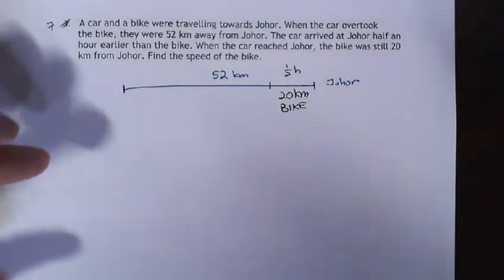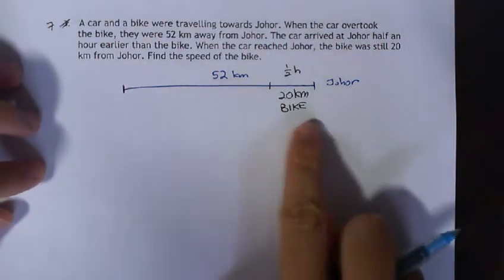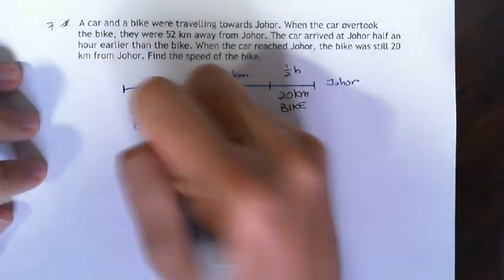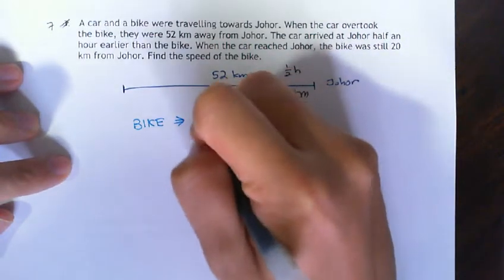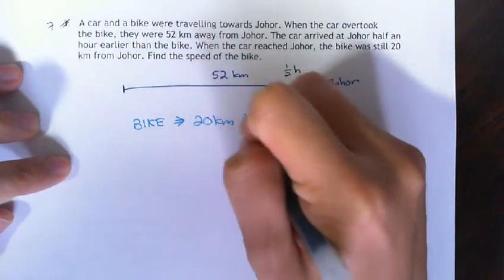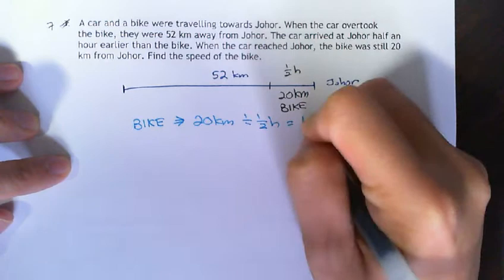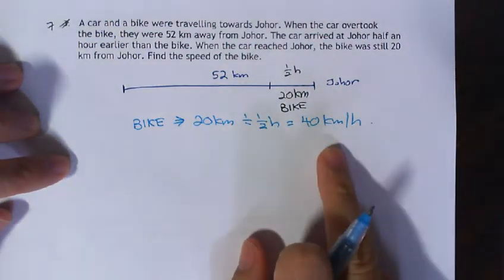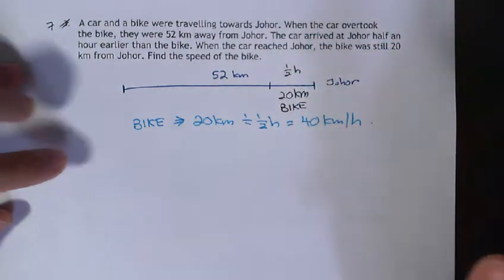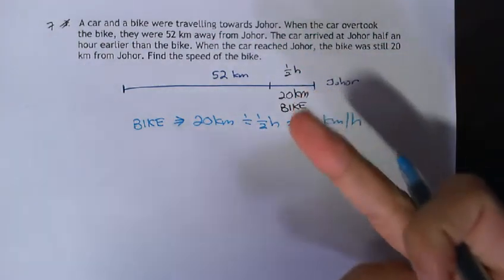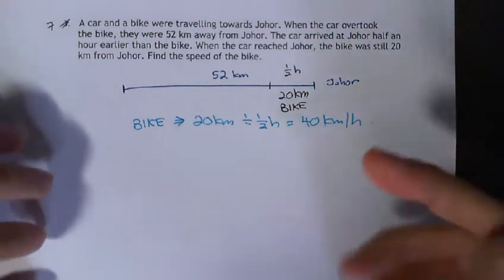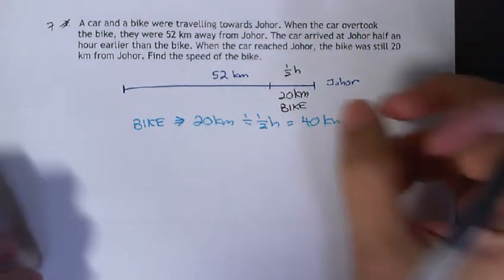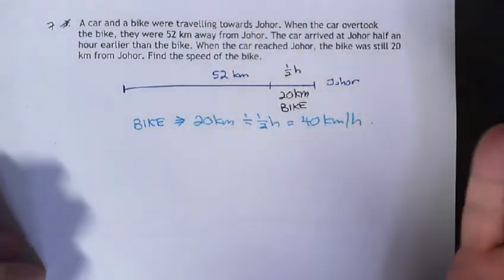Now based on this, you look at it and you realize, hey, I can find the speed of the bike immediately, because the bike speed is 20 km divided by half an hour, which will give you 40 km per hour. So I have found the speed of the bike just from this information. Now I know that they were 20 km away from Johor, and this is the distance completed by the bike. This distance left to complete.